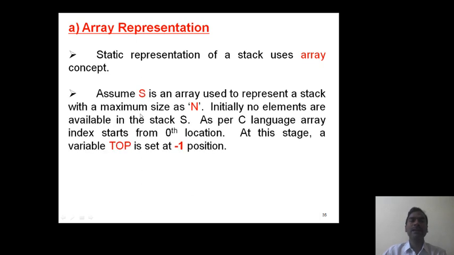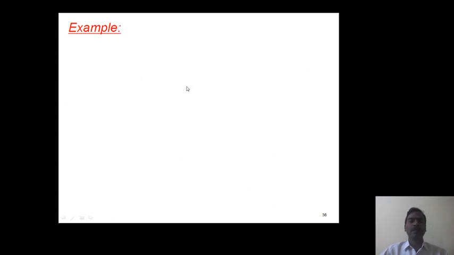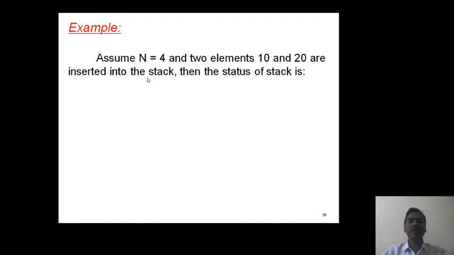So initially assume S is an array used to represent a stack with a maximum size of n. Initially elements are not available in the stack. Hence at this stage the variable top is set at -1 position of the array. Let's take an example. Assume n equals 4. That means the size of the stack is 4.